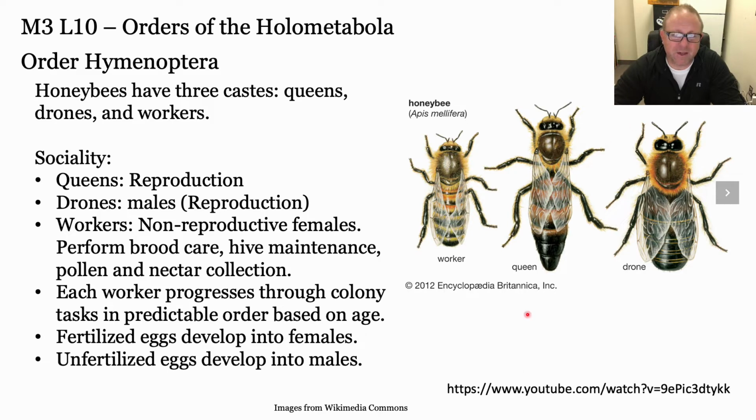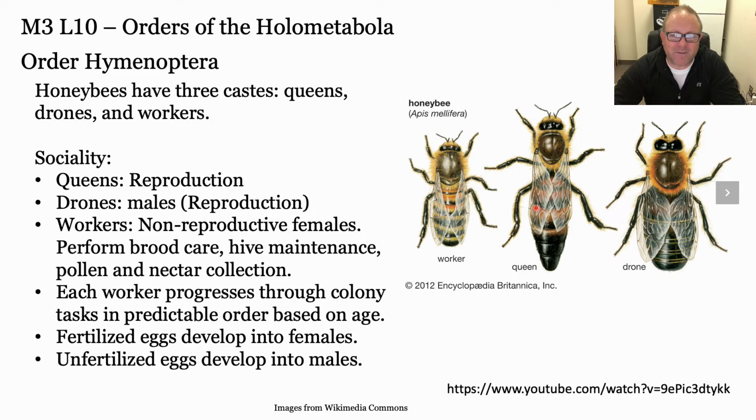If we look at the different castes here, we have the queen, right? She lays all the eggs, and it's important to note, we're not going to get so much into the genetics of these things right now, but for the bees, the fertilized eggs develop into females, unfertilized eggs develop into males. So usually you have a drone. The drone is just a reproductive, doesn't do anything else. Kind of a worthless thing in the bee colony, to be honest.